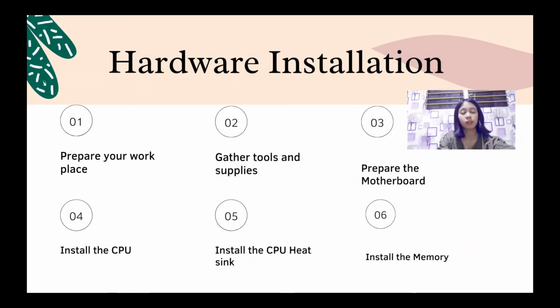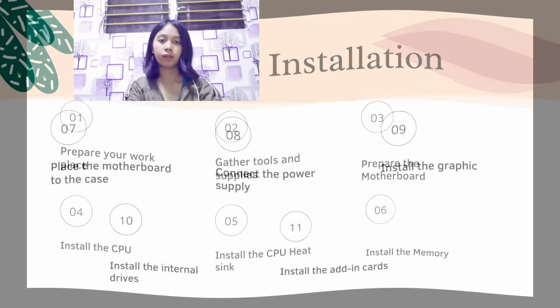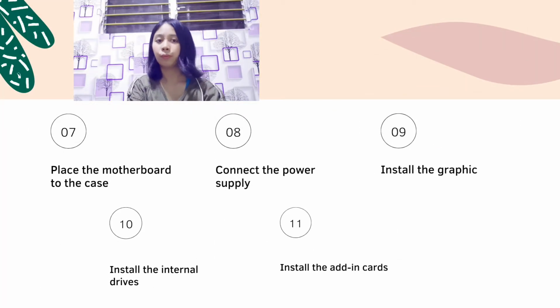The first step is prepare your workplace. Second, gather tools and supplies. Third, prepare the motherboard. Fourth, install the CPU. Fifth step, after you install the CPU, install the CPU heatsink. The sixth step is install the memory. Step number 7, place the motherboard in the case. Number 8, connect the power supply. Number 9, install the graphics. Number 10, install the internal drives. And finally, the last one is install the add-in cards.